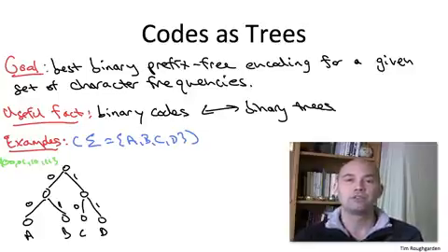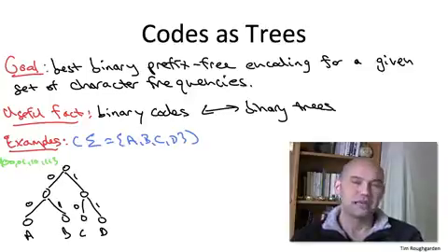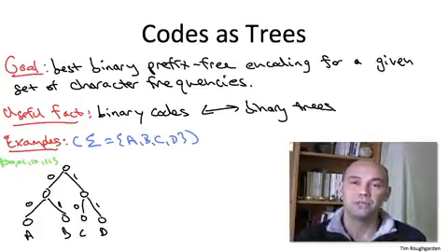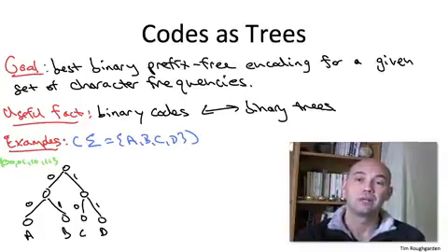So for example, for the symbol C, if we follow the path from the root to the leaf labeled C, we first encounter a 1 because it's a right child, then we encounter a 0 because it's a left child. That gives us a 1 and a 0. That's the same as our encoding of the symbol C in this fixed-length encoding. And the same, of course, is true for the other 3 leaves.